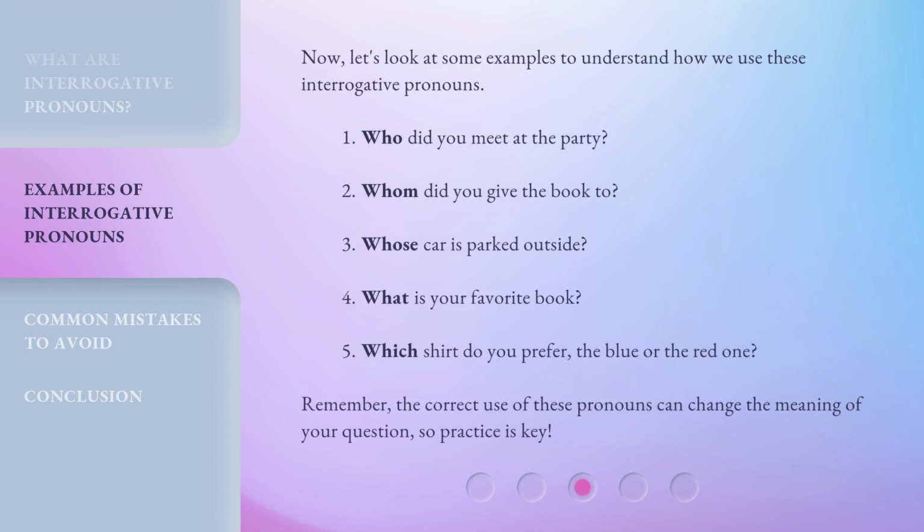Now, let's look at some examples to understand how we use these interrogative pronouns. 1. Who did you meet at the party? 2. Whom did you give the book to? 3. Whose car is parked outside? 4. What is your favorite book? 5. Which shirt do you prefer, the blue or the red one?